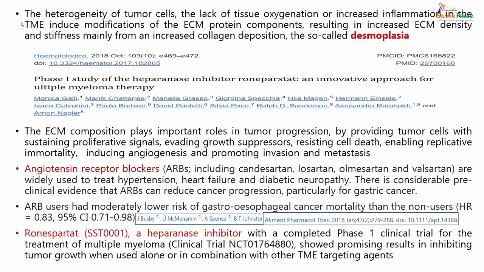Similarly, roneparstat, which is otherwise called SST-001, is again another heparanase inhibitor, which has completed a phase 1 clinical trial for the treatment of multiple myeloma. That is the reference which has been shown in the slide, and the clinical trial number is also given. I would request the listeners to kindly go through this particular clinical trial, where promising results have been shown in inhibiting tumor growth when used alone as well as in combination with other TME targeting agents.